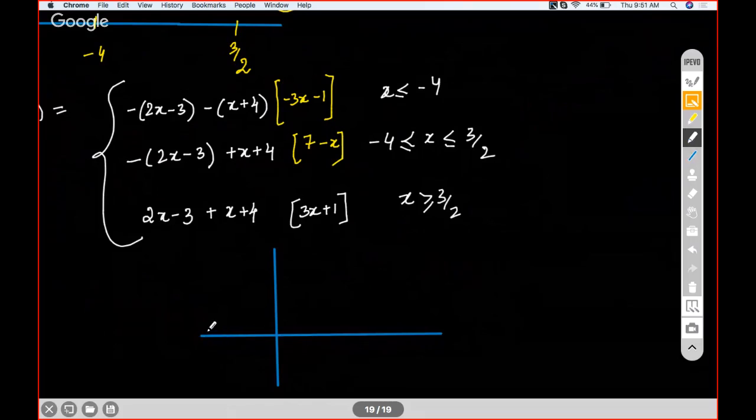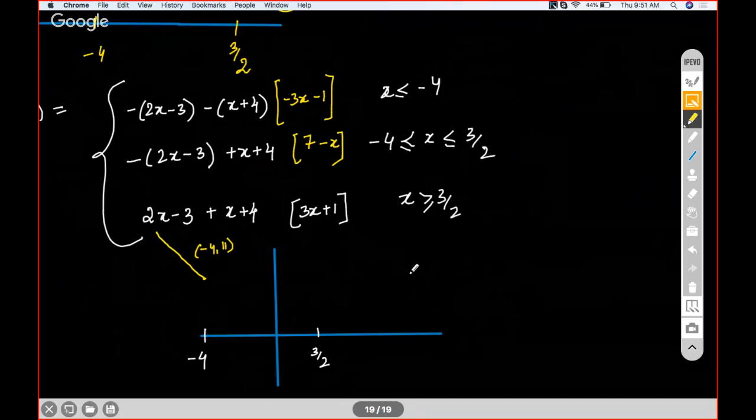So first plot the critical values, that's minus 4, and 3 by 2 will be here. How will it behave before minus 4? Before minus 4, it has a negative gradient, a negative slope line. It's very important to know this. If you put in minus 4 there, it'll be 12 minus 1, which is 11. So it's the point minus 4 comma 11.